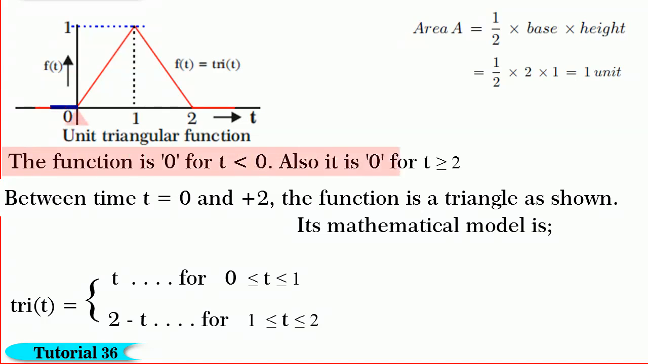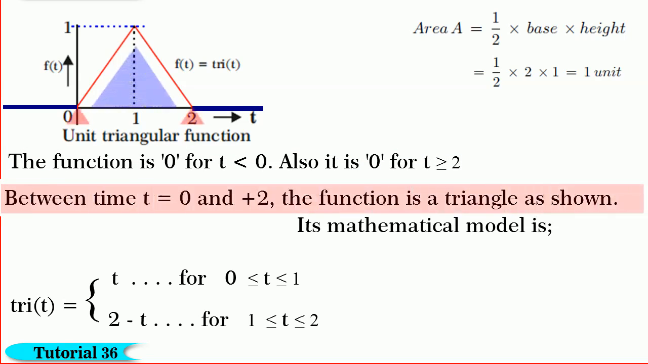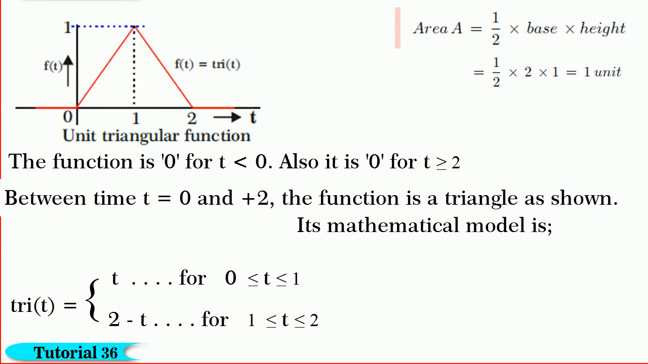The function is 0 for t less than 0 and also it is 0 for t greater than or equal to 2 seconds. Between the time t is equal to 0 to 2 seconds, the function plot is a triangle. If we find the area enclosed along the time axis, we get area A is equal to half the base into height. Base is 2 seconds and height is 1 unit. So, area A is equal to half into 2 into 1, which will give us 1 unit. Hence, the function is a unit triangular function.